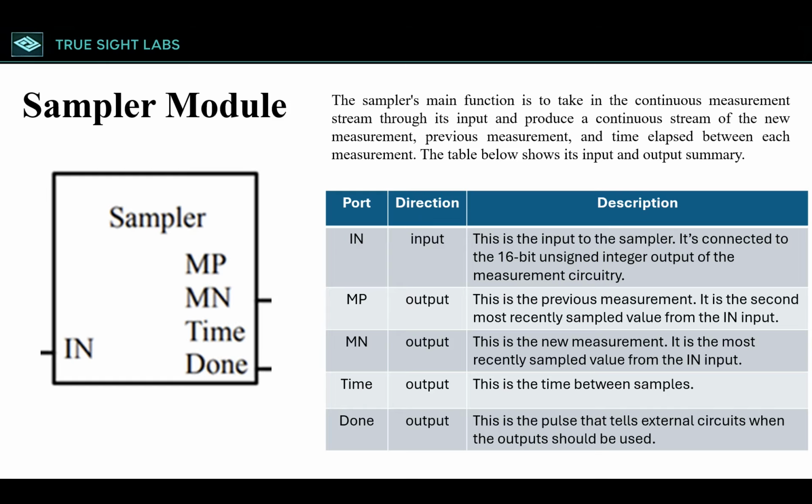Let's walk through these signals. In is the raw 16-bit filtered distance measurement coming in from the circuitry that we built in part 1. This is the sampler's input. MP is the previous measurement. This is simply the value that came before the current sample. MN is the new measurement, the most recent value sampled from the IN input. Time is the number of clock cycles between samples, which allows us to compute the sampling interval. And lastly, done is a pulse that tells external circuits when the sampler has updated all of its outputs. This module is simple, but it provides extremely important timing and state information needed to calculate the error correctly.